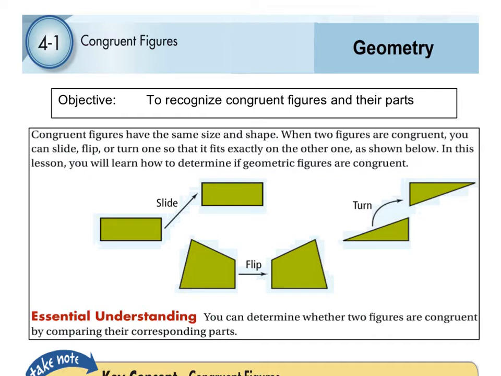When two figures are congruent, you can slide it, flip it, or turn one so that it fits exactly on the other, as shown below. In this lesson, you'll learn how to determine if geometric figures are congruent.